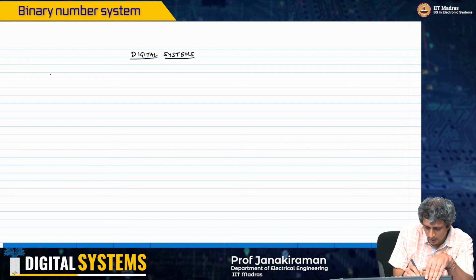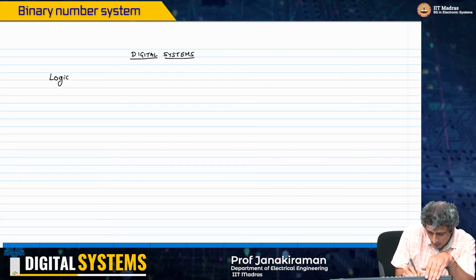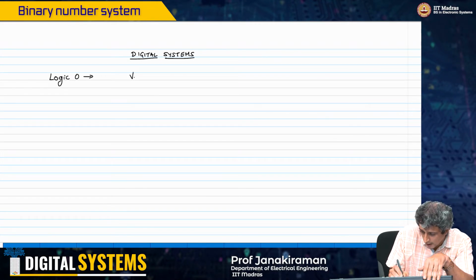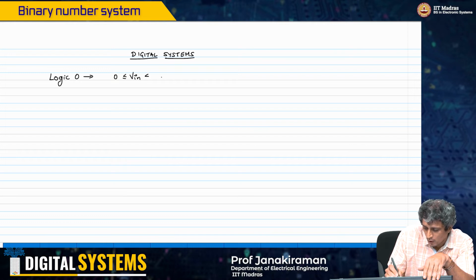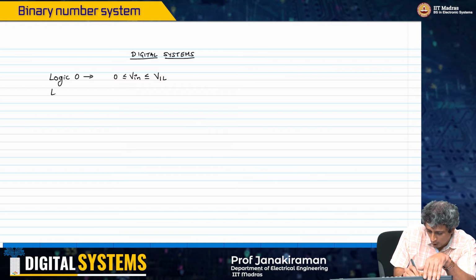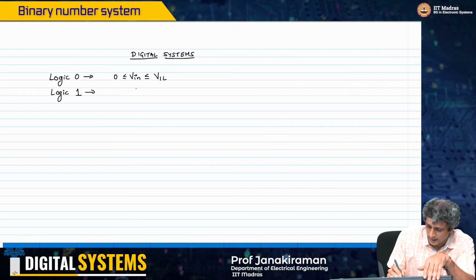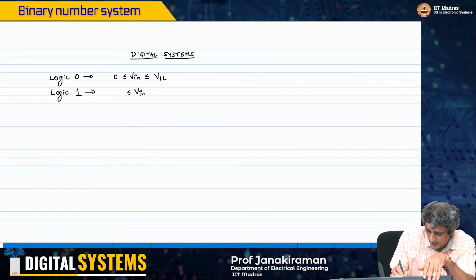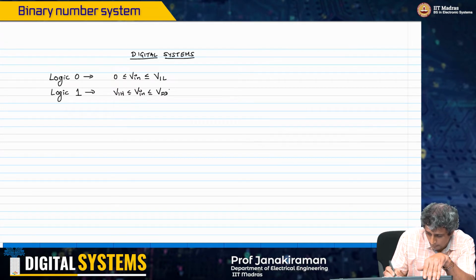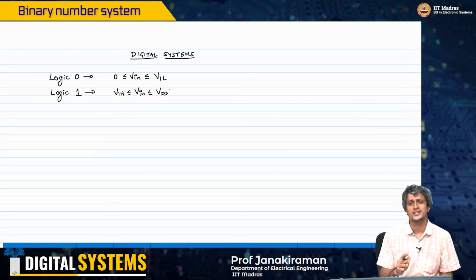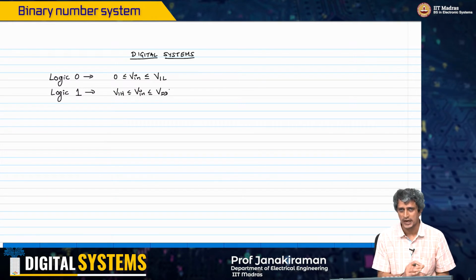So for example, for logic 0, any voltage to a logic gate that is greater than 0 and less than or equal to VIL, okay, or for logic 1, the input must be greater than VIH and less than or equal to the supply voltage, right. So this is for any arbitrary logic gate.